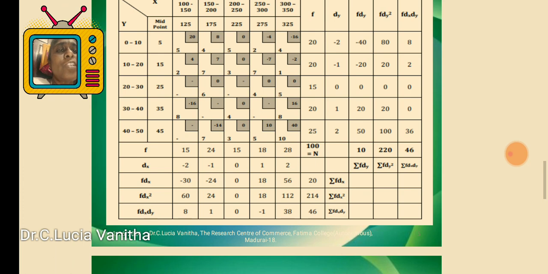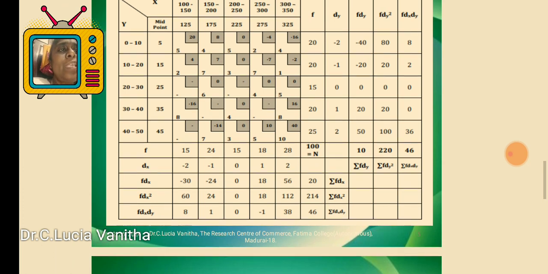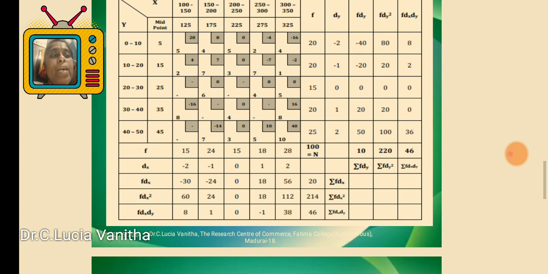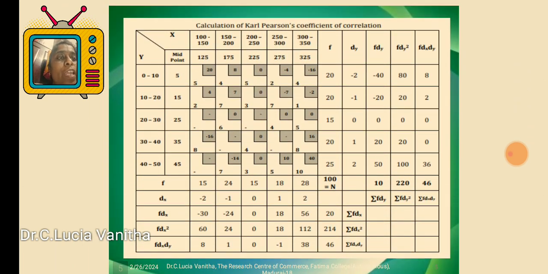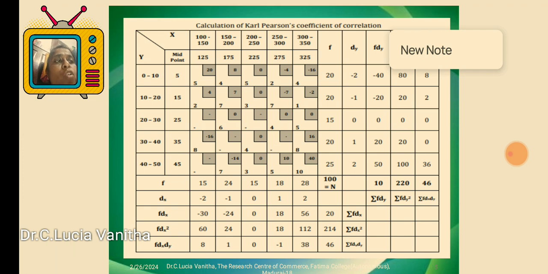The next one is 0, so that will be 0 only. Then 1 into minus 2 is minus 2, and minus 2 into 2 is minus 4, so that will be minus 4. The next one is 2 into minus 2, that's minus 4, and minus 4 into 4 will be minus 16. Okay, this way you have to calculate for the other rows also.